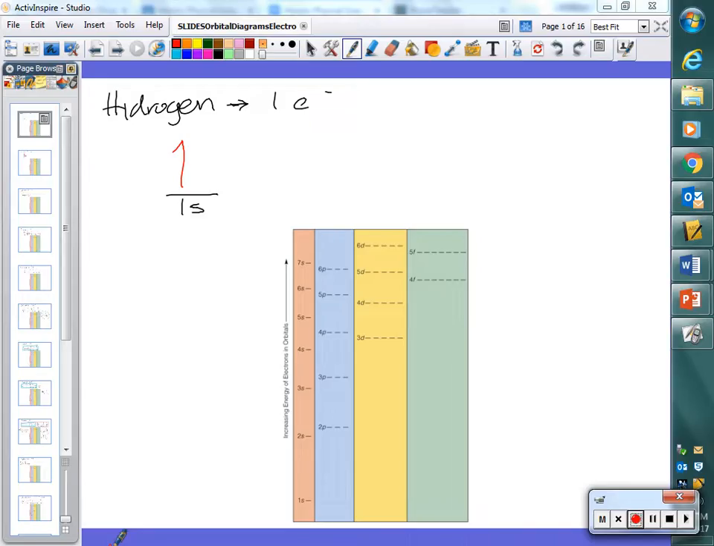Pauli exclusion principle. What does the Pauli exclusion principle tell us? Or what does it do for us as far as orbital diagrams are concerned? Jack, go ahead. Each orbital can only hold 2 electrons. Each orbital can only hold 2 electrons, and we have to distinguish them from each other, right? And then yesterday we talked about Hund's rule. What does Hund's rule tell us?